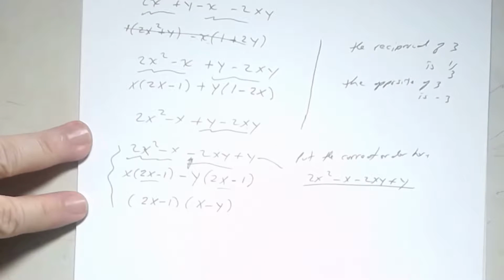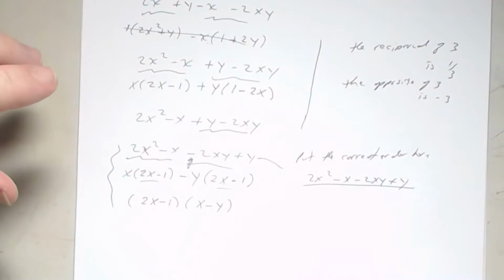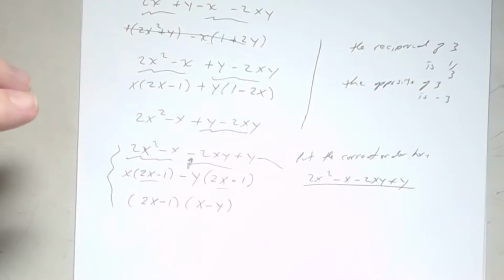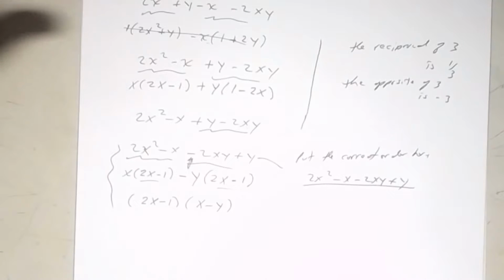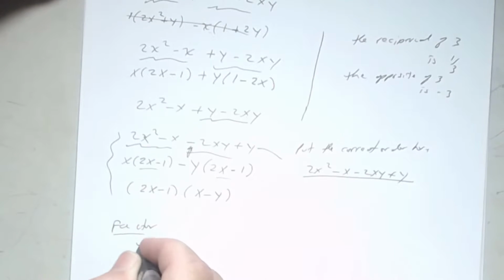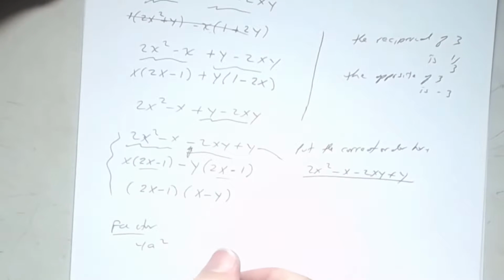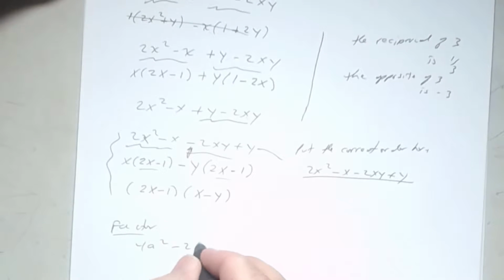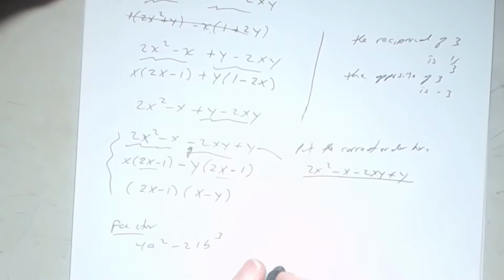Okay? All right, let's look at this one. Suppose we had 4a squared minus 21b cubed plus 6ab minus 14ab squared.